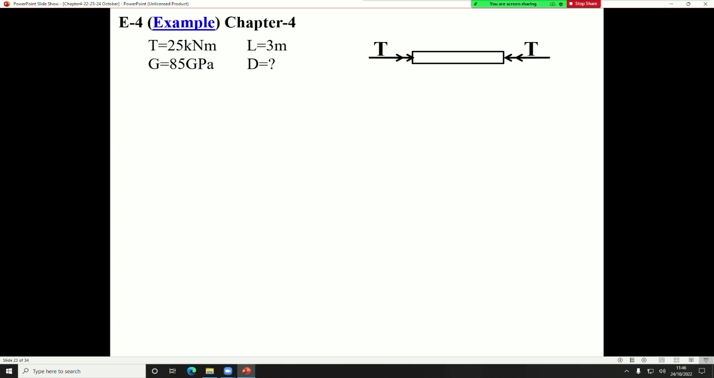So in this case, what shall we do here? I want you to think about it. Tau is equal to T R over J, and theta is equal to T L over G J. Any ideas? Any ideas?